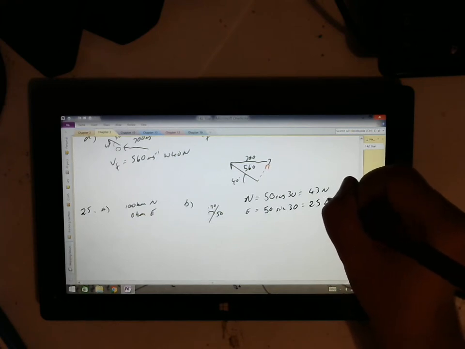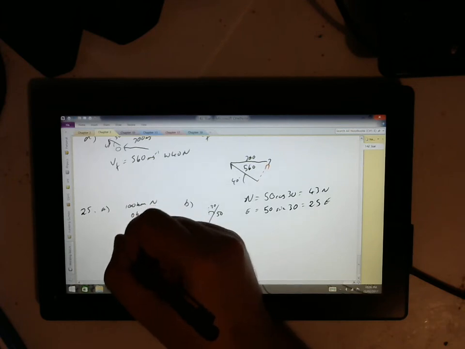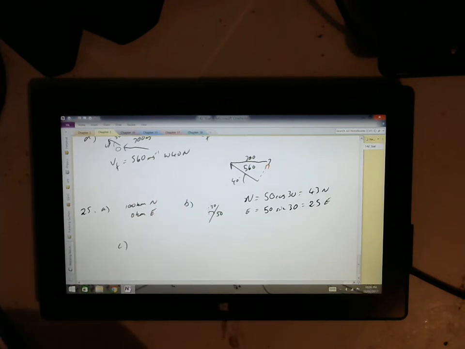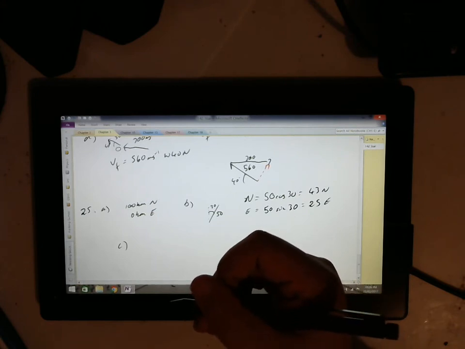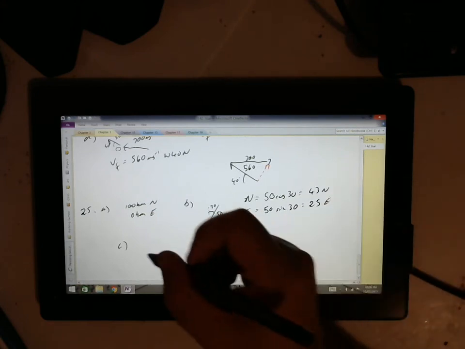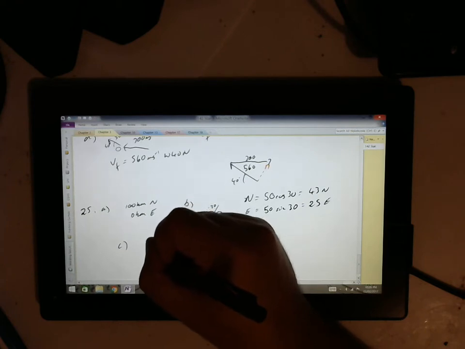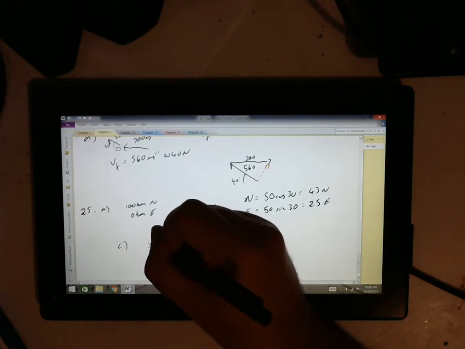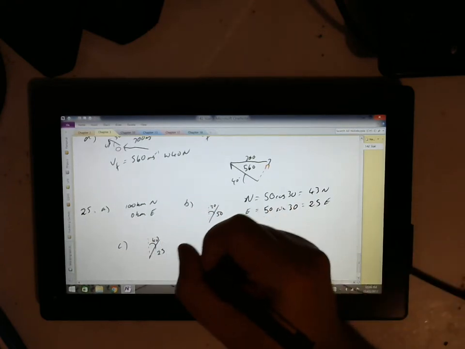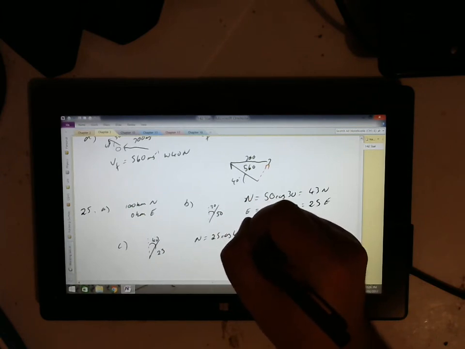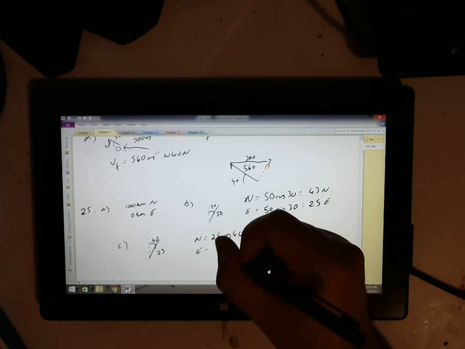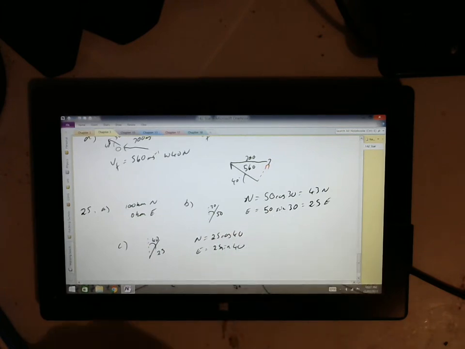43 north, 25 east. And the last one there, we have 25 newtons at north 40 east, same thing as before. That one's really no different to this one, it's just that we've got a slightly different angle, 40, and we have 25 instead. So our north is going to equal 25 cosine of 40, our east will equal 25 sine of 40. Okay.